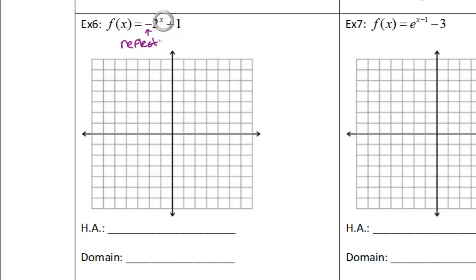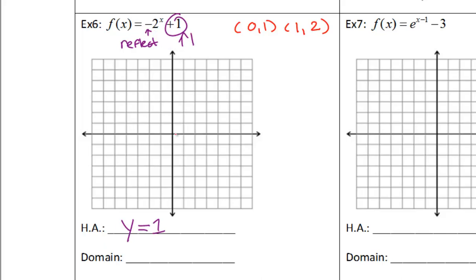I don't have a horizontal shift, but I have a vertical shift that tells me to go up 1. Because I have a vertical shift, I know that my horizontal asymptote changes to y equals 1. The two points that should be on here are (0, 1) and the point (1, 2), because my base is 2. Well, I need to transform them.